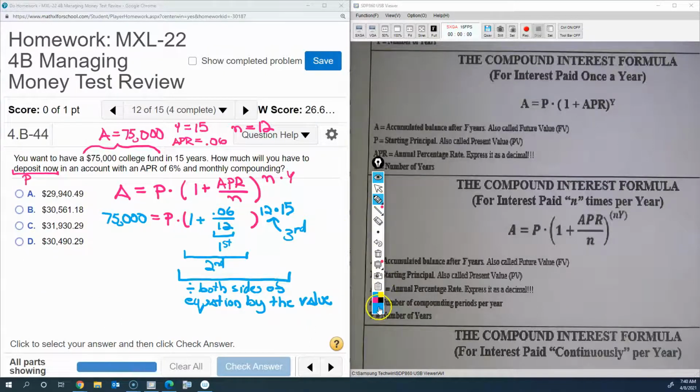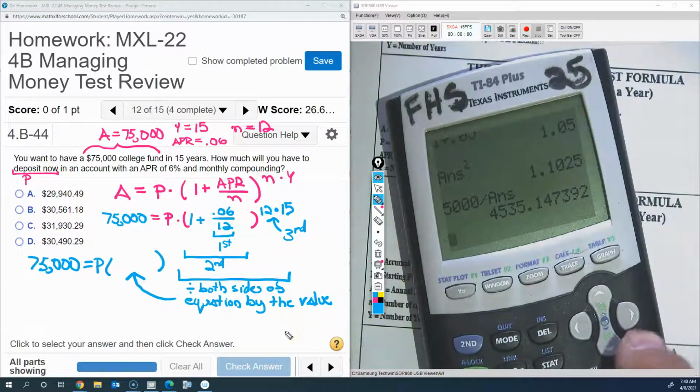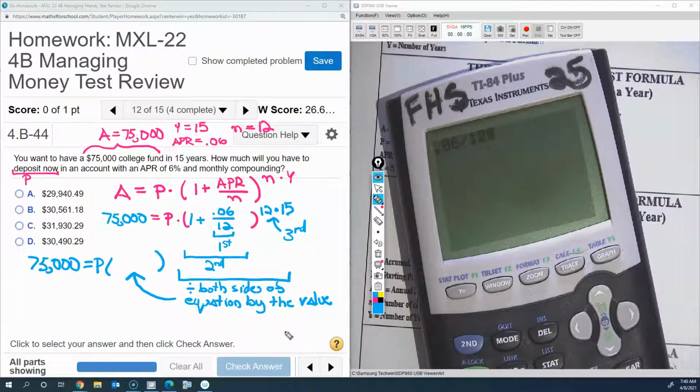So I'm going to write that over here. I'm going to end up with 75,000 equals P times whatever I get for that number. Alrighty. Clear. So 0.06 divided by 12. Okay, add 1. Exponent 12 times 15.